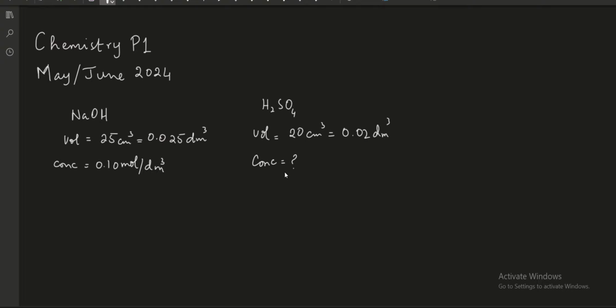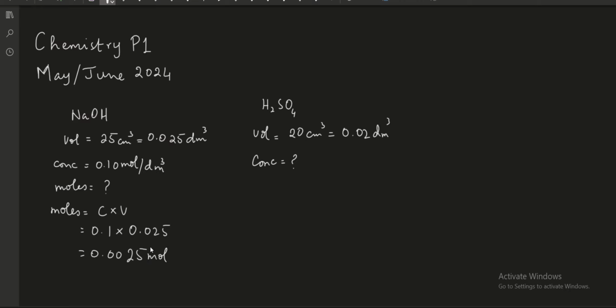We don't know its concentration. We have to calculate its concentration, but before that we have to find out the number of moles of sodium hydroxide. The formula for finding the moles is that moles is equal to concentration multiplied by volume. So the concentration given is 0.1 multiplied by volume, which is 0.025, and your answer would be 0.0025 moles.